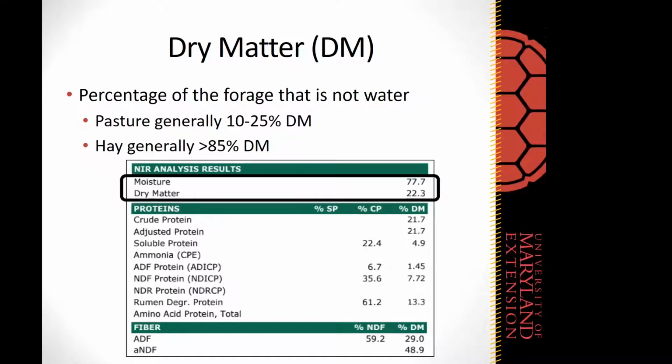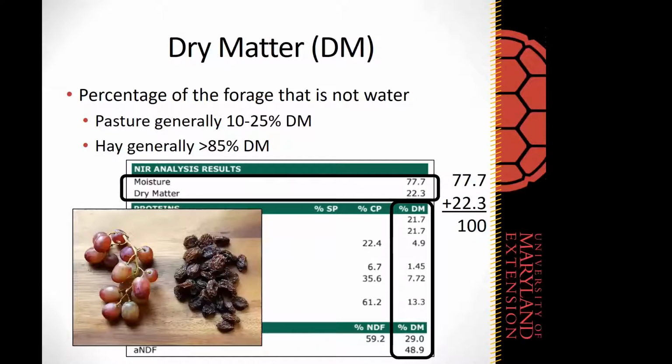So you can see here at the top, I just zoomed in on a forage analysis. You can see the percents listed for moisture and dry matter. And if you add those up, it's always going to equal 100% because they're the inverse of each other. But the important thing is to remember to always look at that percent dry matter column when we're looking at our different nutrients on our forage analysis. The reason we do this is because it allows us to compare things on a more equal basis. You can use grapes and raisins as an example. Grapes would be like our fresh forage, like our pasture. They have a much higher water content, versus raisins have been dried down, and some of that moisture has been removed.